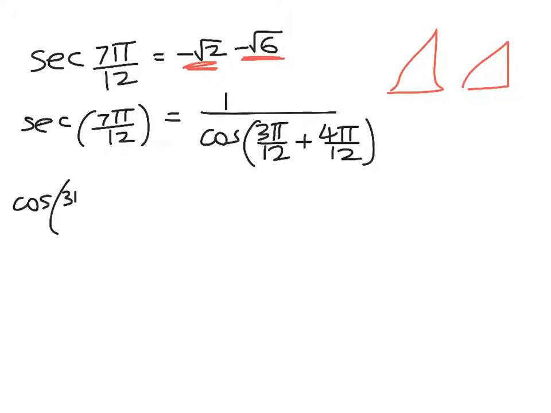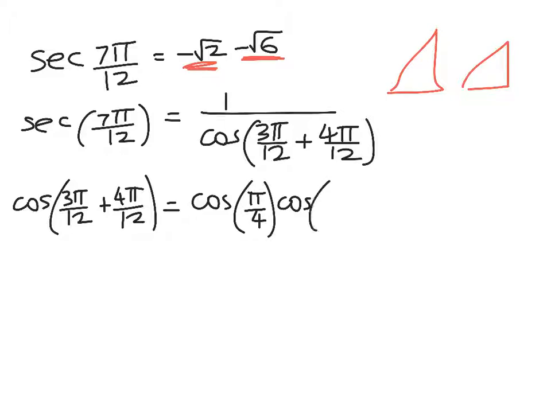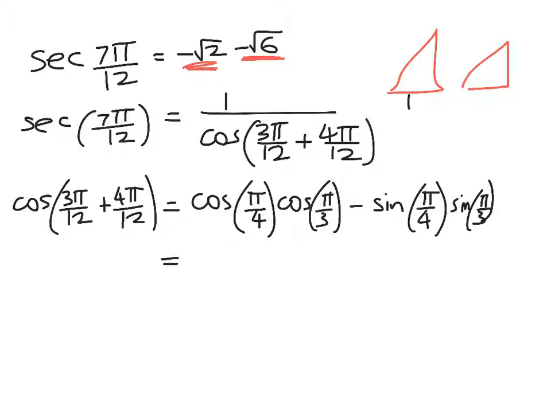Okay, so what can we say? Well, cos of 3 pi on 12 plus 4 pi on 12 is equal to cos, right, 3 pi on 12 is pi on 4, cos pi on 4, cos pi on 3, minus sine pi on 4, sine pi on 3. Now, drawing in your triangles if you need to. Here's 1, root 3 and 2, 1, 1, root 2. What's cosine of pi on 4? Well, it's 1 on root 2.